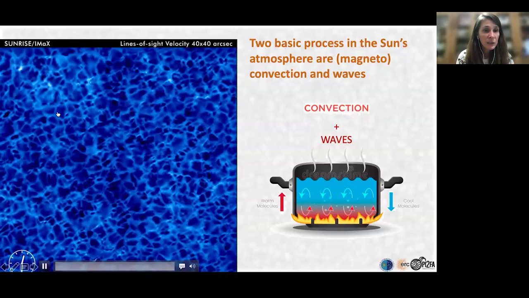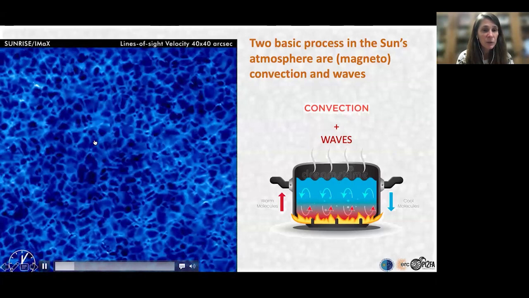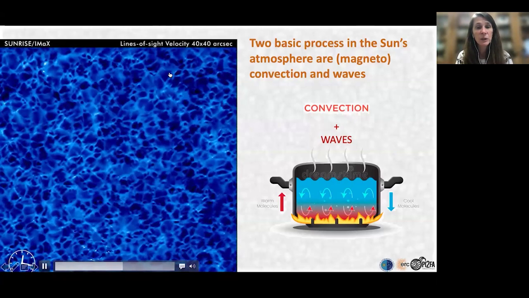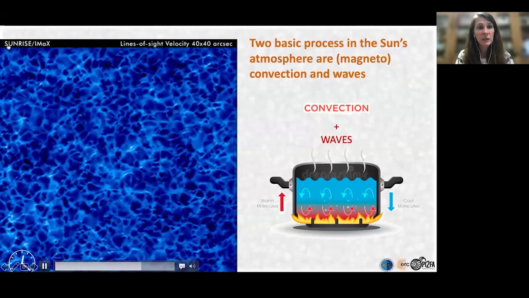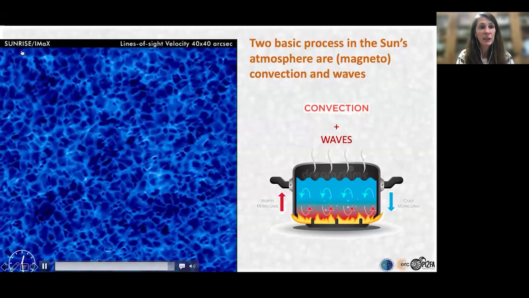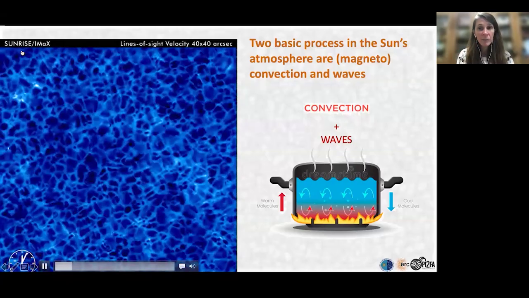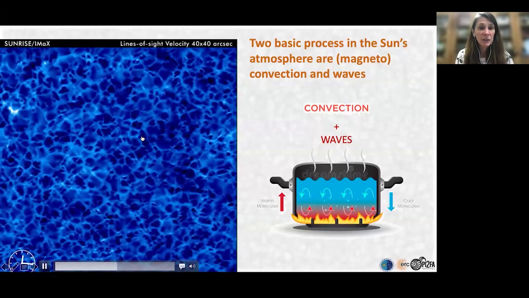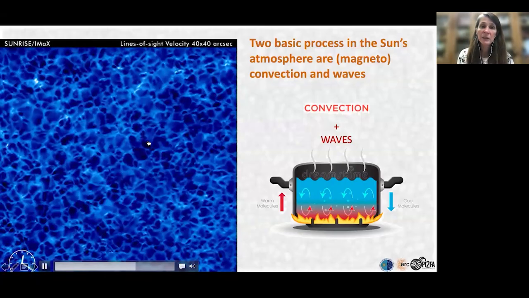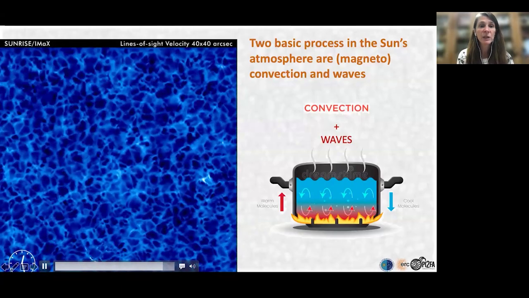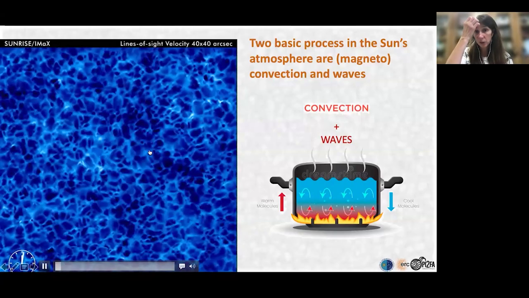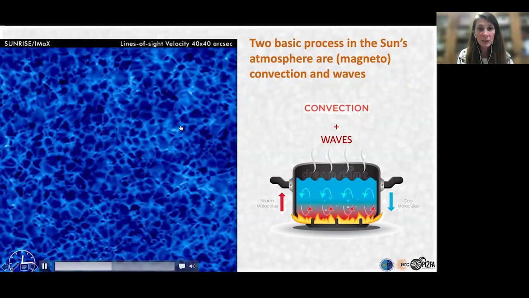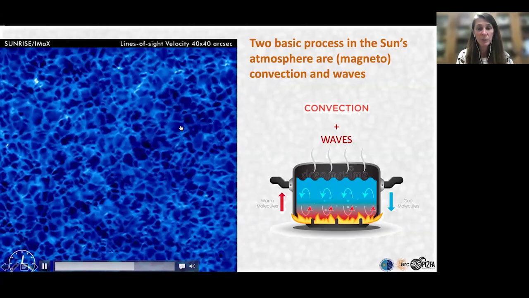We see this small scale pattern, and this movie looks like a swimming pool. So in this movie, we see the velocity obtained during the first flight of the Sunrise balloon many years ago already, and these are so far probably the best resolution observations of this kind of region. So we see these small scale structures, and these are the granules. These are the boiling solar plasma.